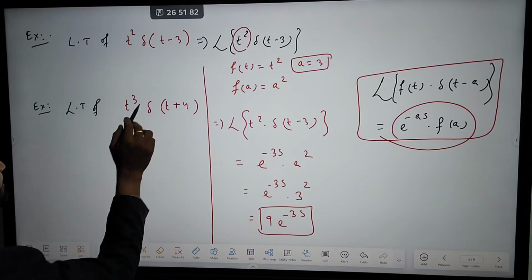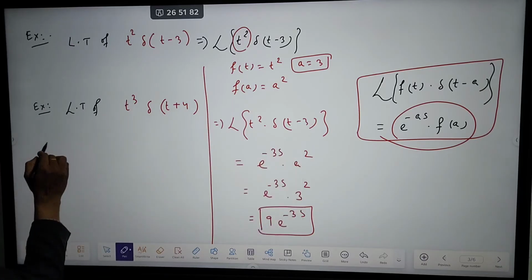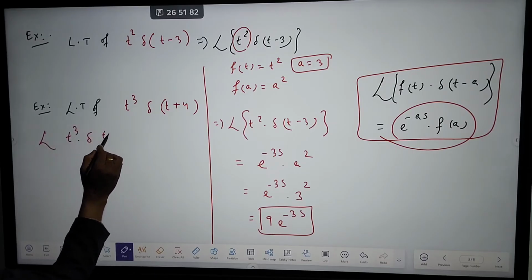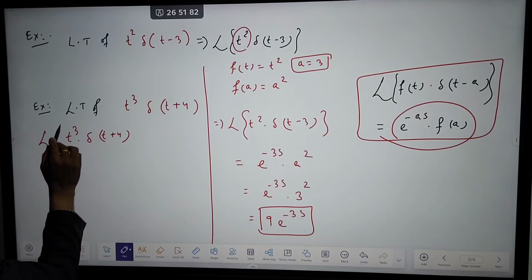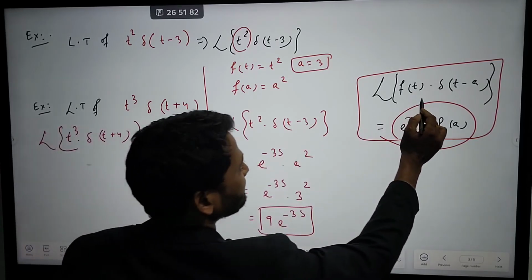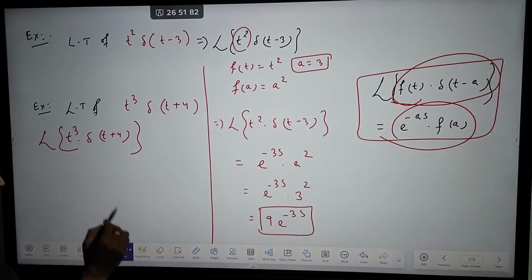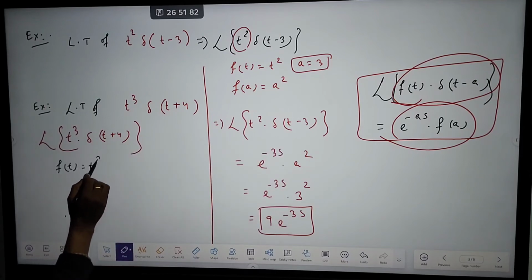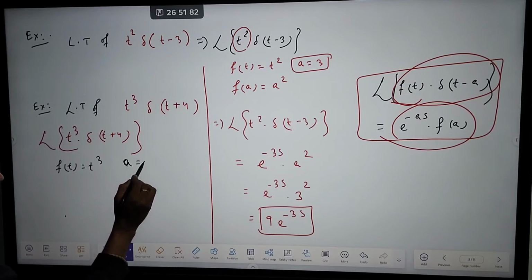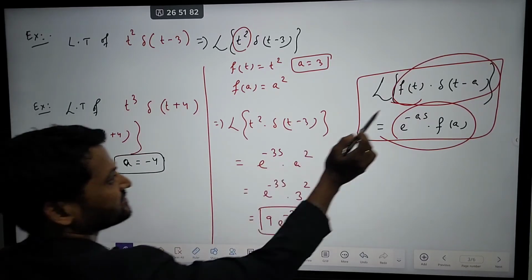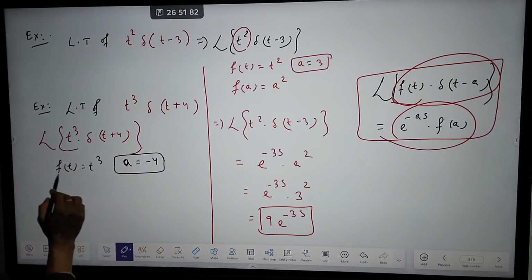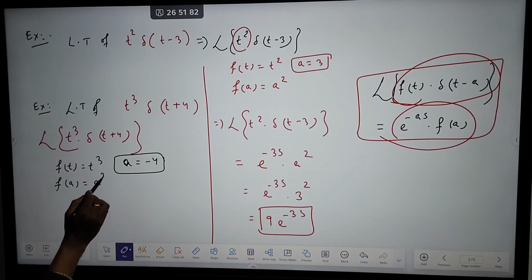Similarly, another question, Laplace of t cube, मतलब Laplace of t cube into del t plus 4. So again same thing, you compare with this. So f of t क्या है, f of t is मतलब t cube and what is a is minus 4. चेक करो ठीक से, इसके साथ कंपेयर करो, t minus है so t plus 4 मतलब a is minus 4. If f of t is t cube, so f of a क्या है a cube.